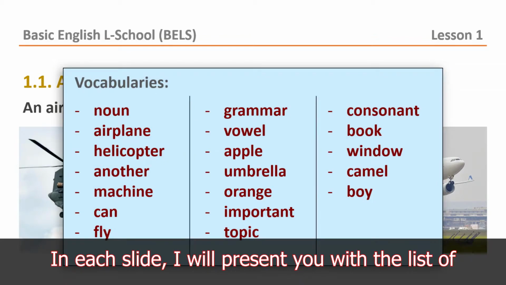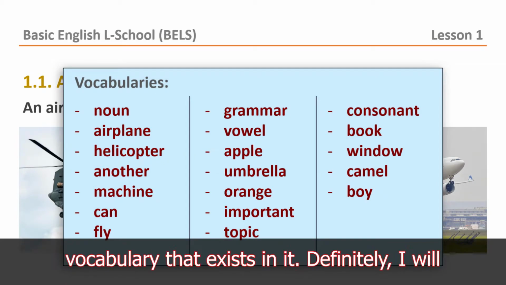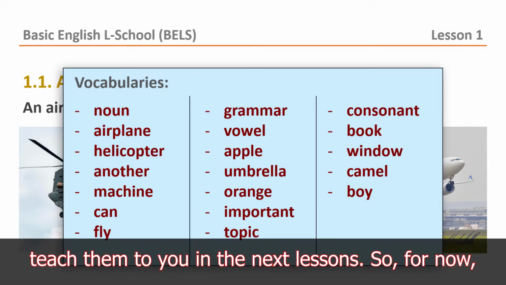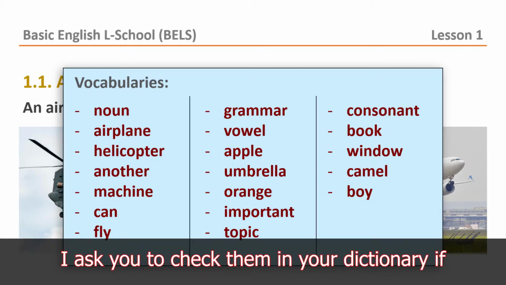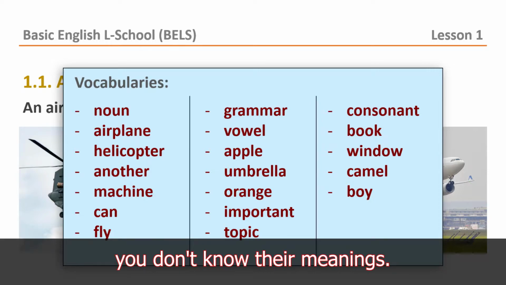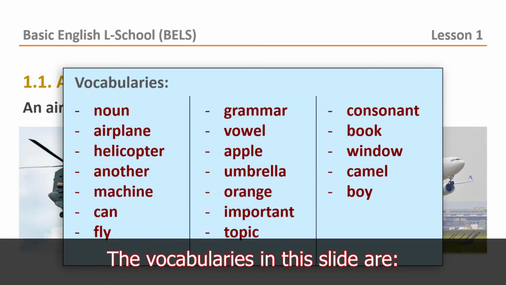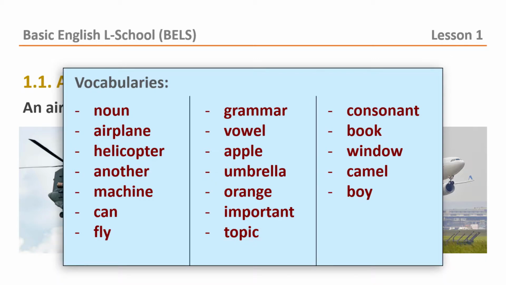In each slide, I will present you with the list of vocabulary that exists in it. Definitely, I will teach them to you in the next lessons. So for now, I ask you to check them in your dictionary if you don't know their meanings. The vocabularies in this slide are noun, airplane, helicopter, another, machine, can, fly, grammar, vowel, apple, umbrella, orange, important, topic, consonant, book, window, camel, boy.